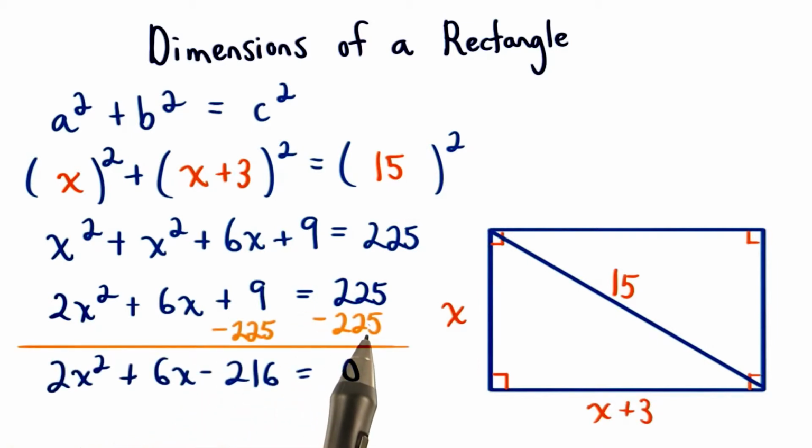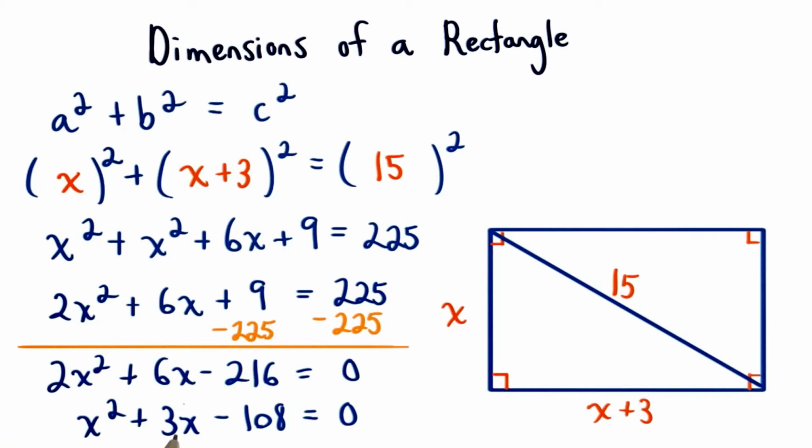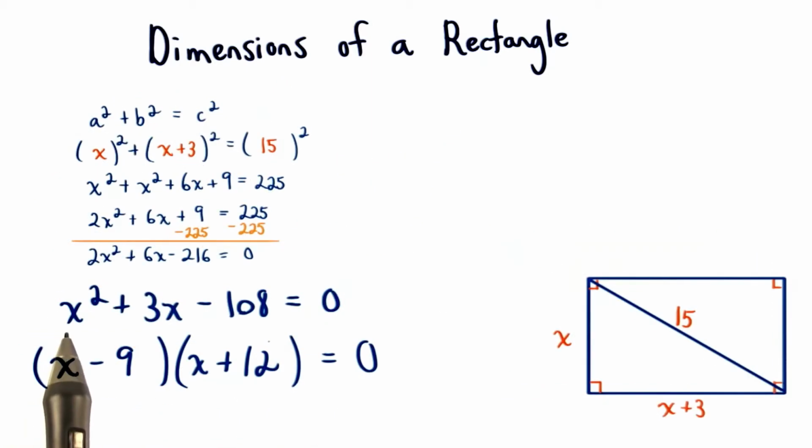Next, we'll subtract 225 from both sides, so we'll have this quadratic expression set equal to 0. These terms are all even, so we can divide our equation through by 2. This gives us x squared plus 3x minus 108 equals 0. We find factors of negative 108 that sum to positive 3. Those factors are negative 9 and positive 12.